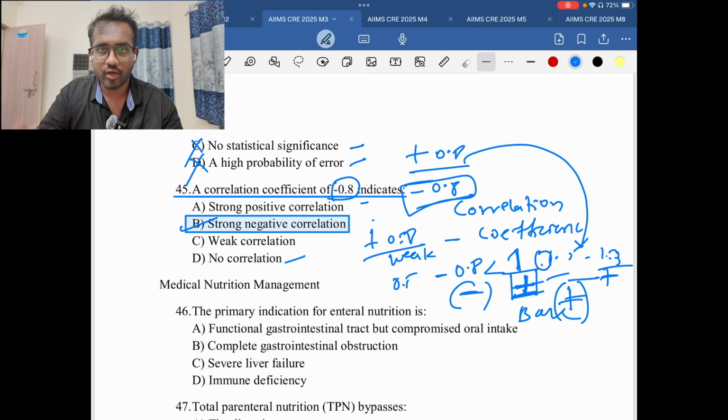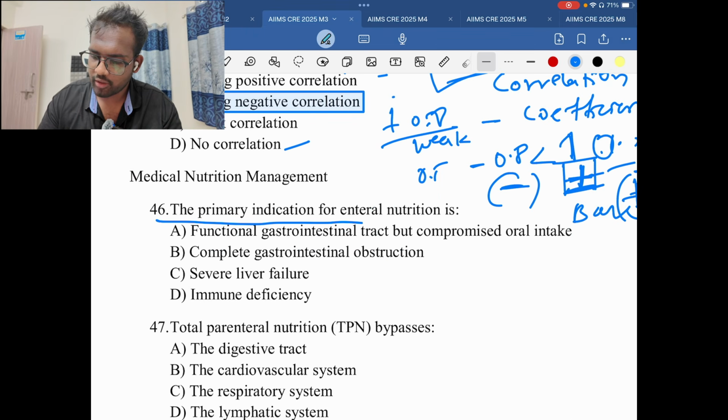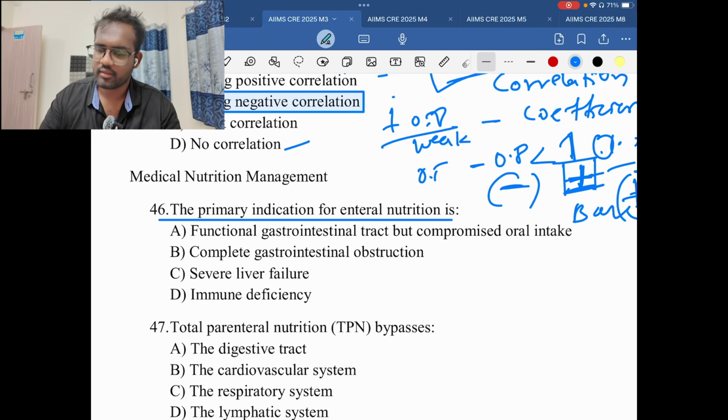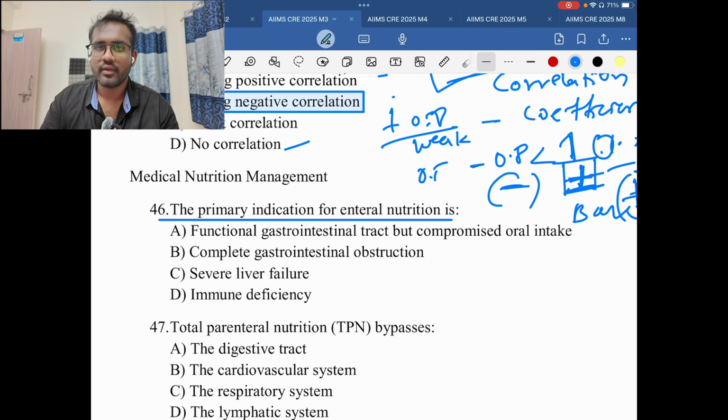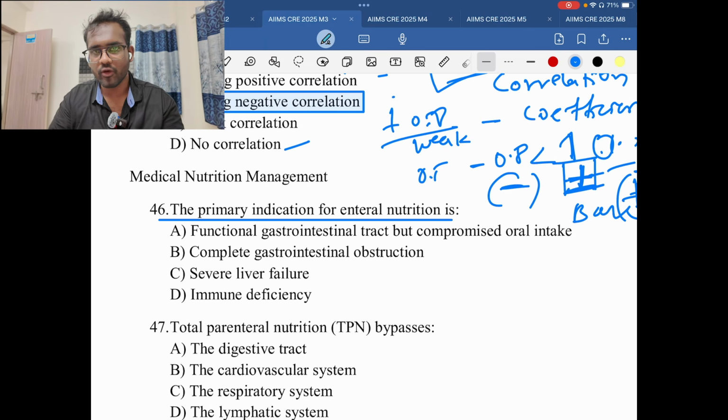You can practice a lot, then you will get the answers. Question number 46. The primary indication for enteral nutrition is, this is also a very basic question. Enteral nutrition is given when the person has a functional gut. If the gut is functioning, then we usually go for enteral nutrition. If the gut is not functioning, we usually go for parenteral nutrition.